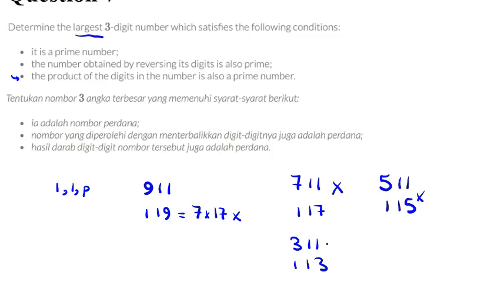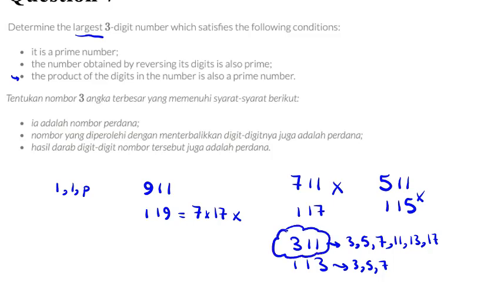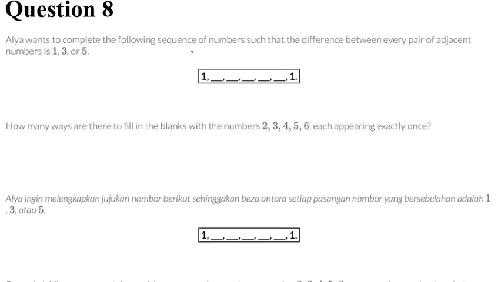For this number, you should check divisibility: 3, 5, 7, until the square root of this. 11, 13, 15, 17, 19, until 17 is enough. For this one, you need to check 3, 5, 7, only these numbers. And we see it is prime. So the maximum number, the answer of this problem, is 311.